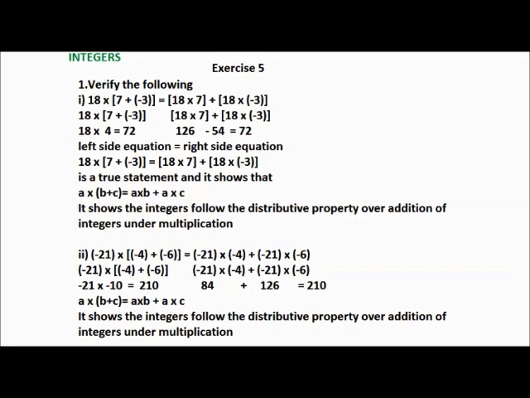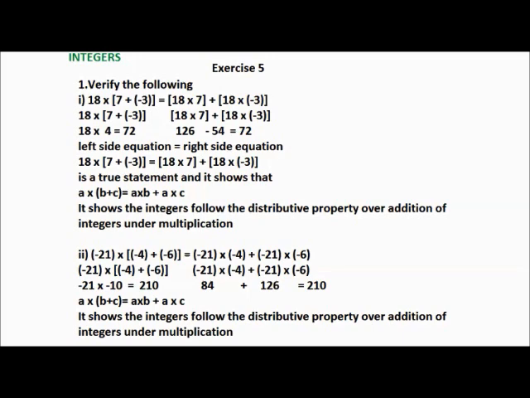So verify the following. 18 multiplies with a group 7 plus minus 3 equal to group 18 multiplies 7 plus group 18 multiplies minus 3. So take first statement. Here 7 plus minus 3 is a group which is multiplying by 18. First we solve the group elements. So 7 plus minus 3 becomes 4, and now it should be multiplied with 18, that equals to 72.